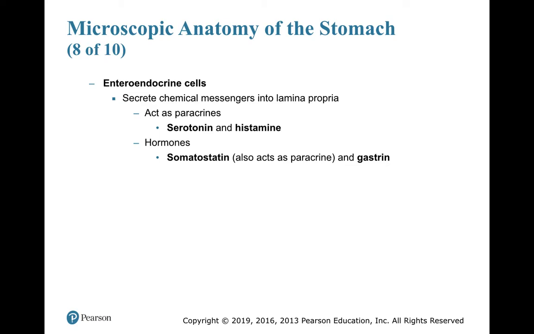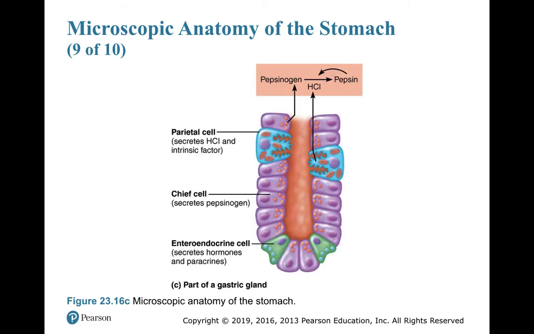Some act as paracrines, so they act locally. That would be serotonin and histamine. Others act as hormones, as well as having some paracrine function. Somatostatin and gastrin, so they have widespread effects.